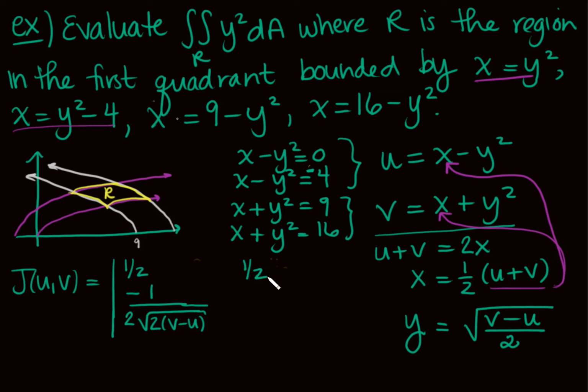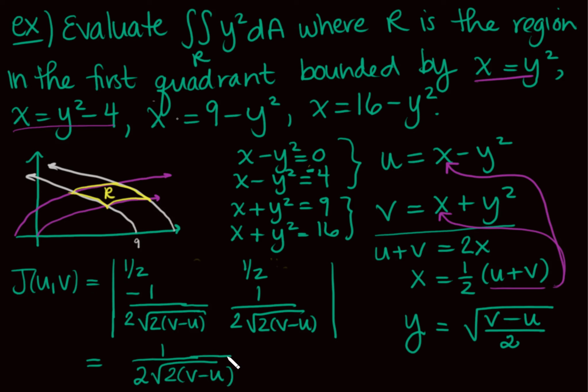And then we get 1/2 again for the partial with respect to v. And the derivative of y with the partial with respect to v is just going to be the same thing, but positive, because your v is positive. And so if you do all of that, what you end up getting is 1/2 root 2 times v minus u. Okay, so I get half of this plus half of that equals a whole of that right there.